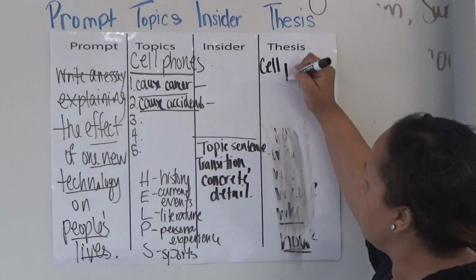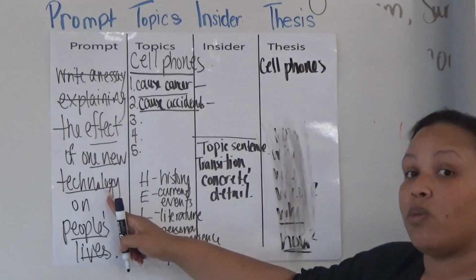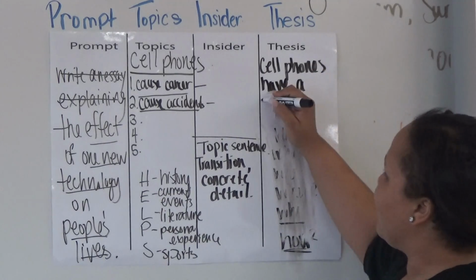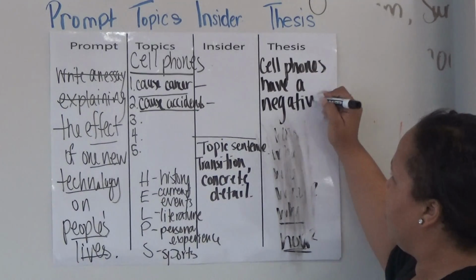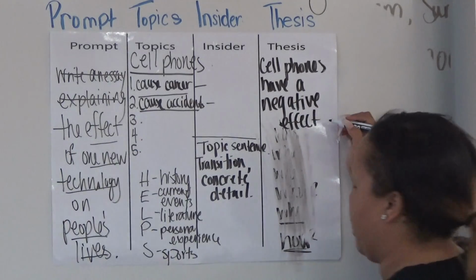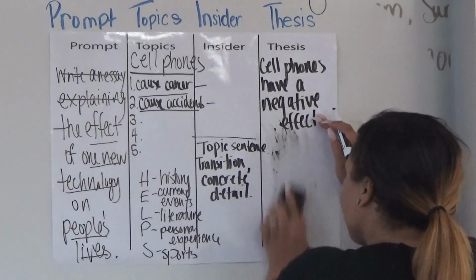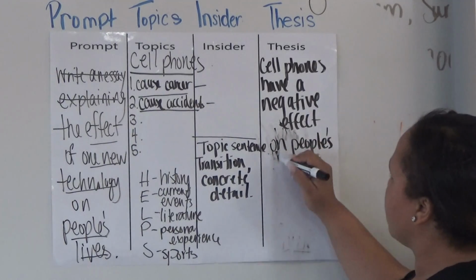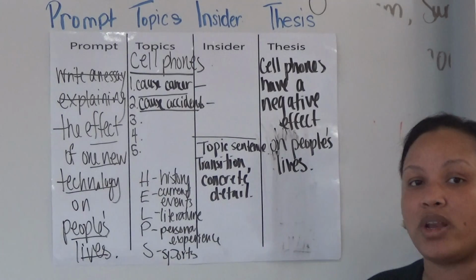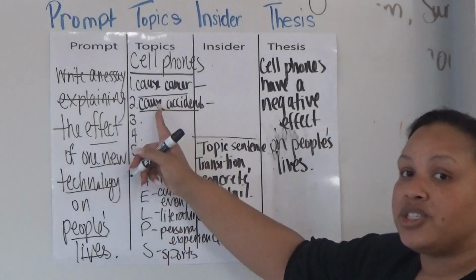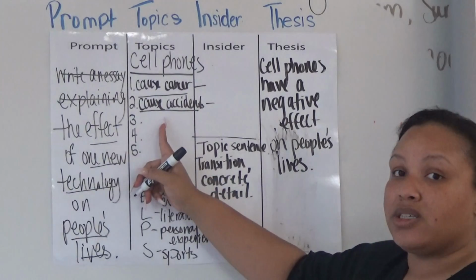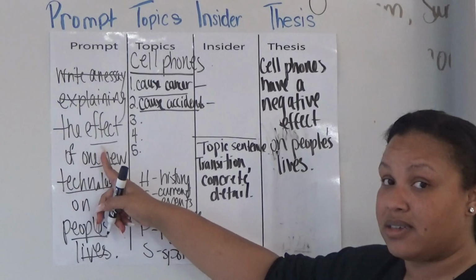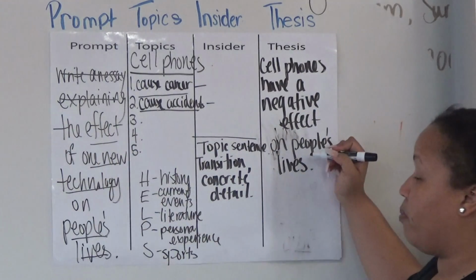Cell phones, which is the one new technology, have a negative effect on people's lives. You're asking, where did I get the word negative? In order to find a commonality between my 2 topics, I derive that they're both negative. So therefore, that describes the effect. So cell phones have a negative effect on people's lives.